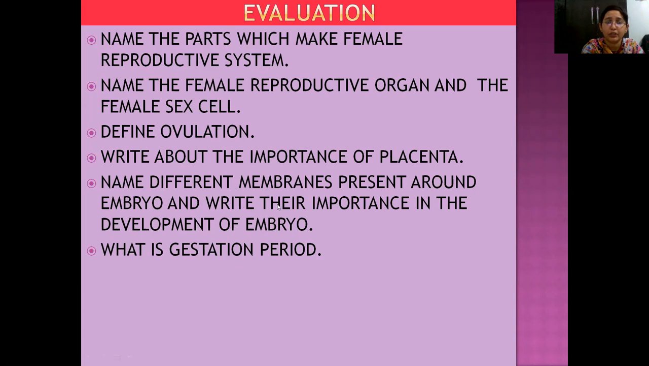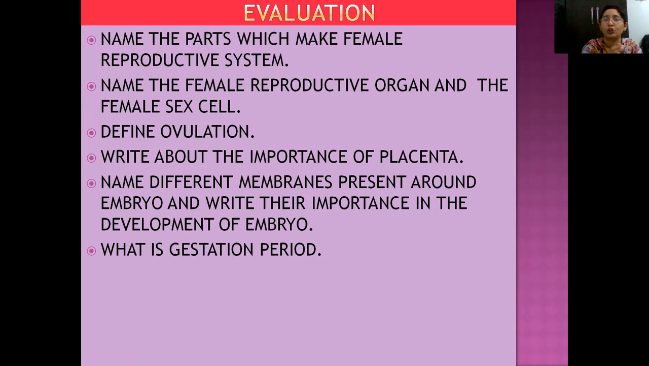Next, name the different membranes present around the embryo and write their importance in the development of the embryo. So there are four membranes. One is chorion, second is amnion, third is allantois, and fourth is yolk sac. And you have to write their importance.